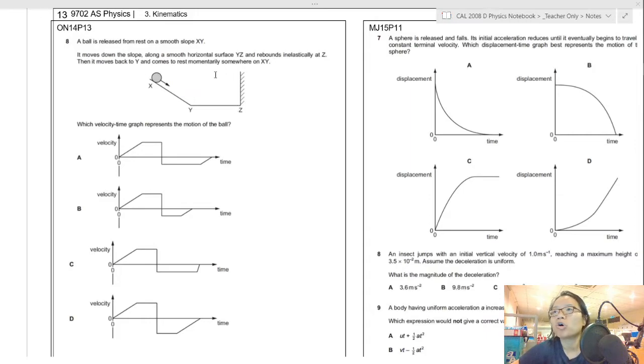Right now it rebounds inelastically. I know you haven't learned a lot of collision yet, but I think you have enough information to know that when you rebound inelastically, you will lose kinetic energy, meaning your speed will not be as fast. So when you check, I can eliminate D already because the initial speed and the final speed look very comparable.